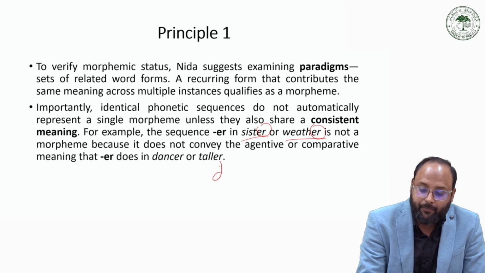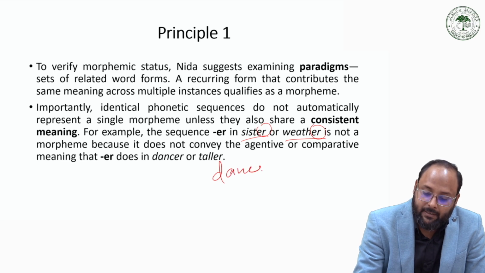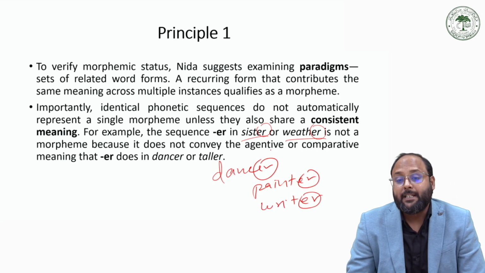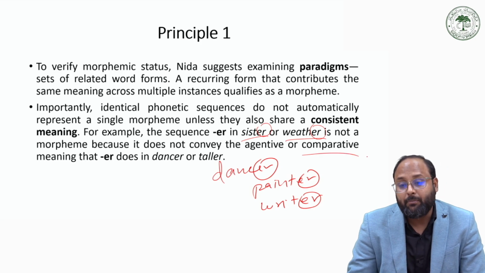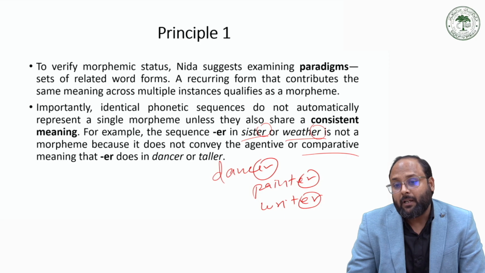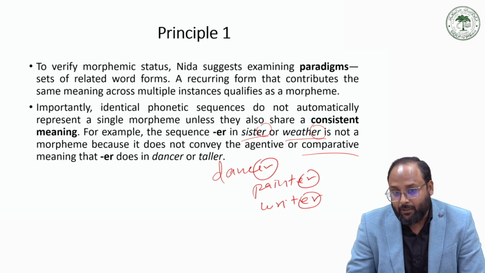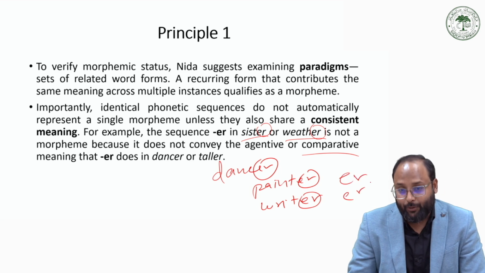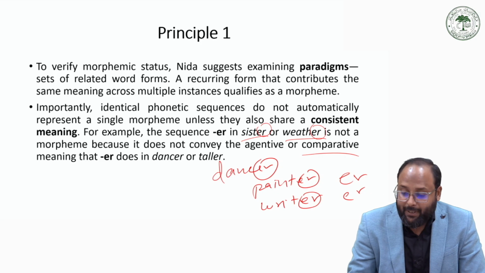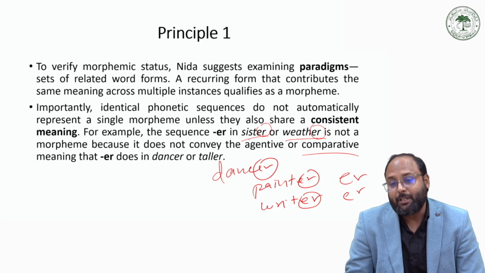So in dancer, in painter, in writer, these -er give the same agentive meaning, and sometimes the -er also gives the comparative meaning like taller and bigger. So this kind of meaning also comes under -er, so it gives the same meaning in taller and bigger, so it is also one morpheme. But this is not the morpheme because it does not give the same meaning.